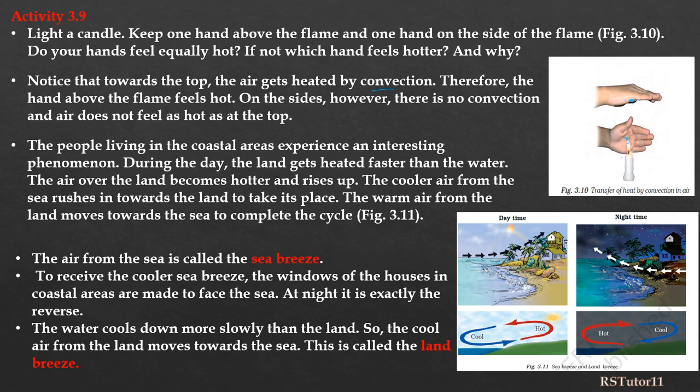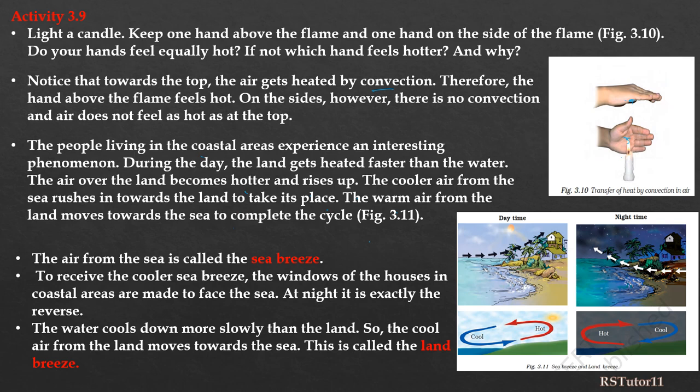Okay. The people living in the coastal areas experience an interesting phenomenon. Coastal areas are nothing but a boundary area. Land, nearer to the seas or oceans, gets heated faster than the water. The air over the land becomes hotter and rises up. The cooler air from the sea rushes in towards the land to take its place. The warm air from the land moves towards the sea to complete the cycle.